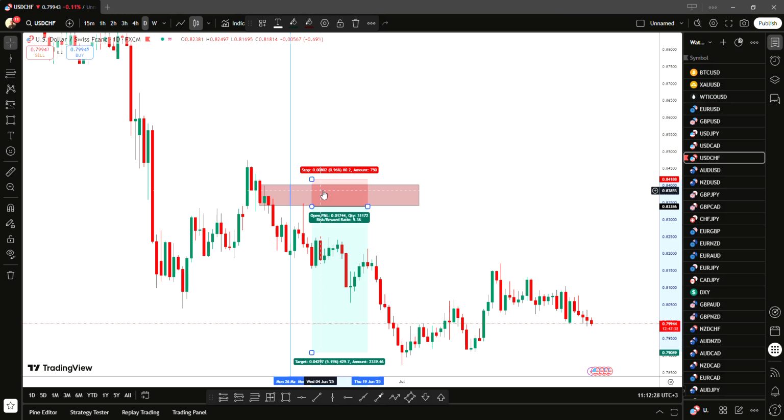You're risking $800 to make $5,000. You're risking $5,000 to make $50,000. That is a lot of money, guys. It is a game of risk to reward.